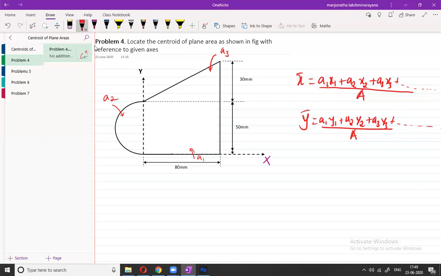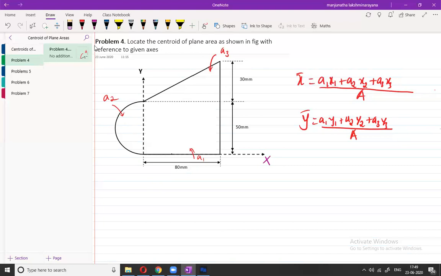Now, after considering the areas, it's time to locate the centroid of individual elemental areas, and then you should find out the distances of those centroids with respect to the reference axis, which are nothing but x1, x2, x3, y1, y2, y3, and so on. Since here there are only three areas, you can retain only three terms in each case, as you can see here.